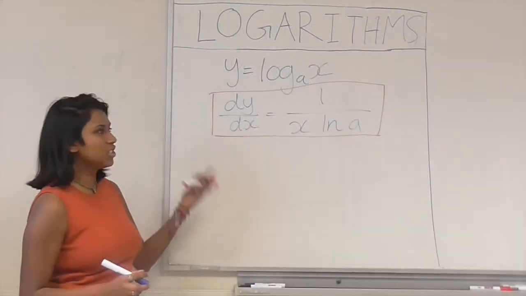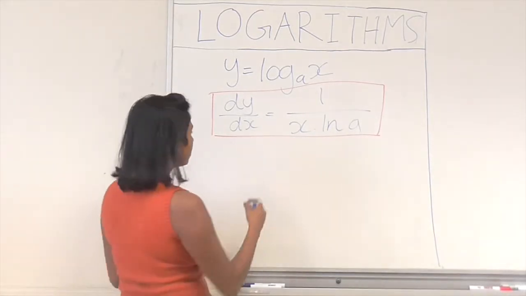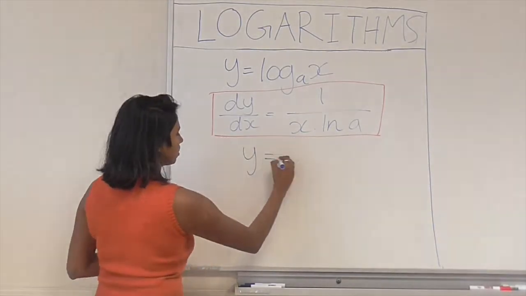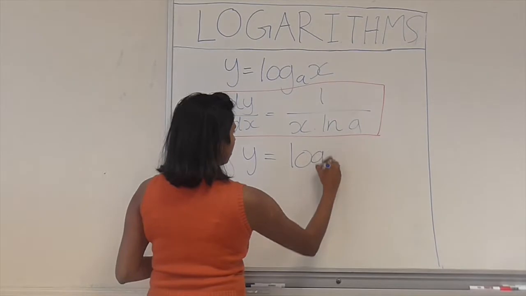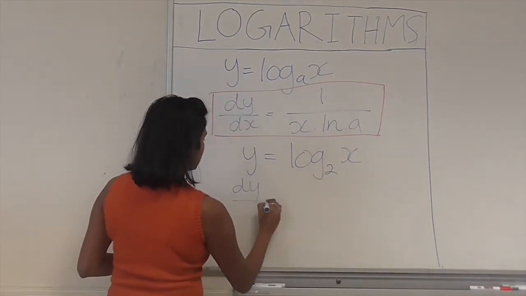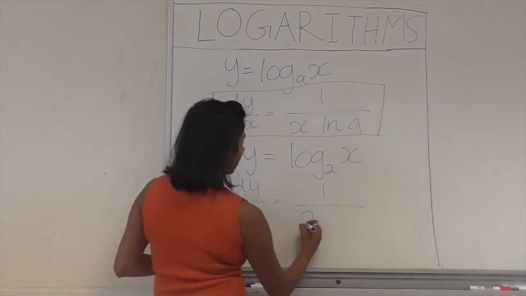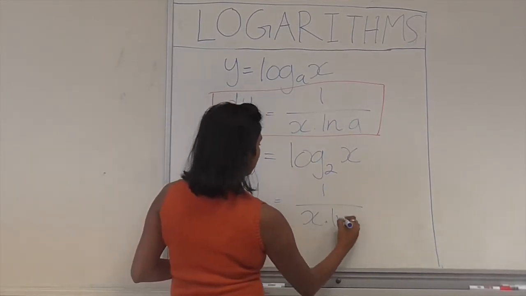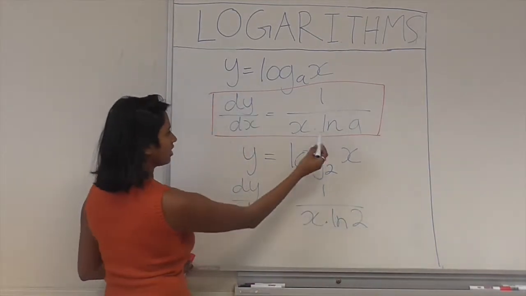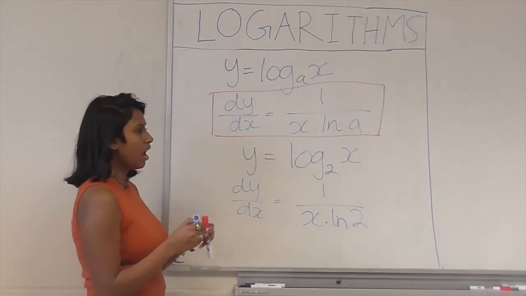Now that we know the general formula, I'm going to give you an example and show you how to apply it. So if we have y equals log base 2 of x, then dy by dx is going to equal 1 over x times ln 2. So in this case, the a is 2 and x is just x.